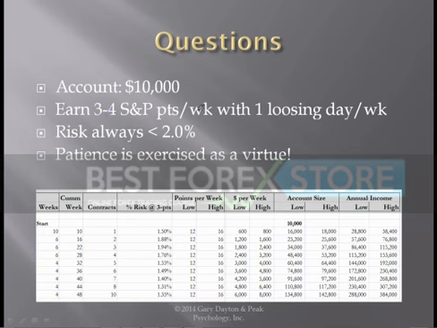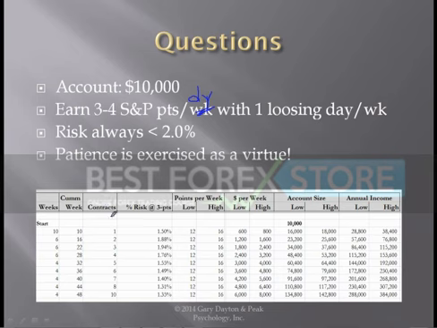Second, points per day. I'm sorry, that's right, points per day. Somebody made that point. So the second assumption should be points per day, not points per week. Earn 3 to 4 points per day with 1 losing day per week. Patience is the biggest battle. That's right. Okay, so let's take a look at this.